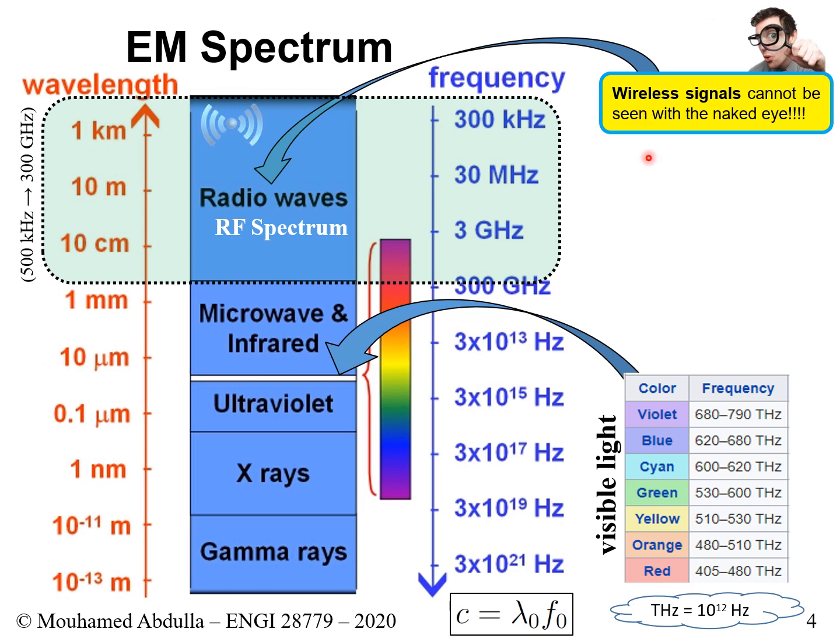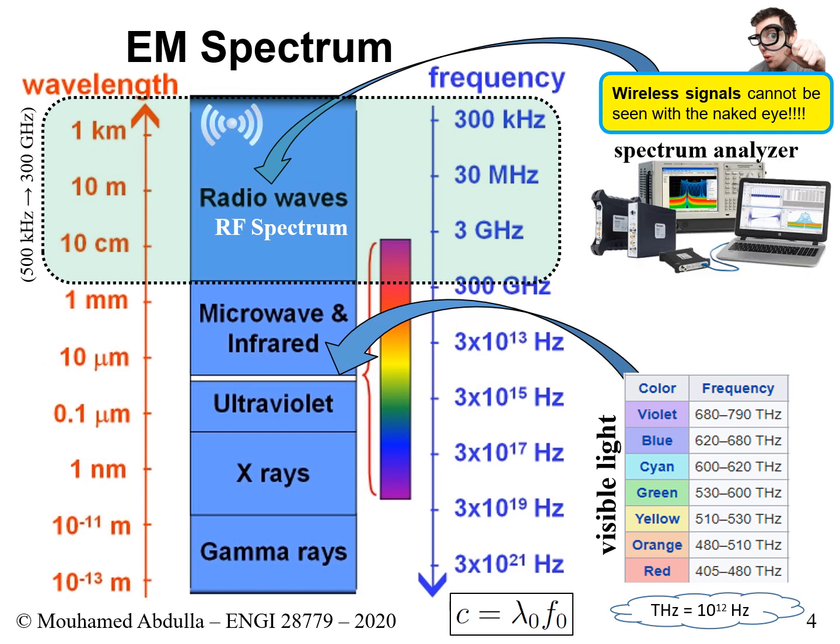So if that's the case, what do we do? We want to be able to see the frequencies of signals. It turns out that we have devices. These devices exist. This is one type of technology. In fact, this is the key technology that enables us to see wireless signals, but not in time domain. In time domain, we're able to see these wireless signals using the oscilloscope.